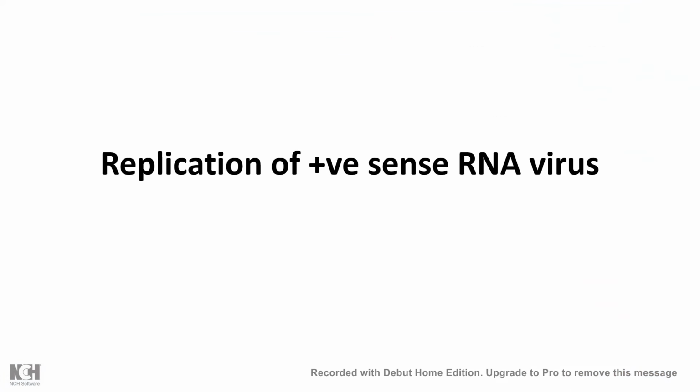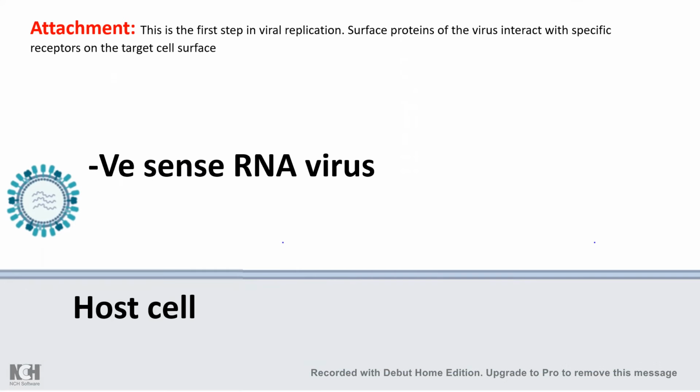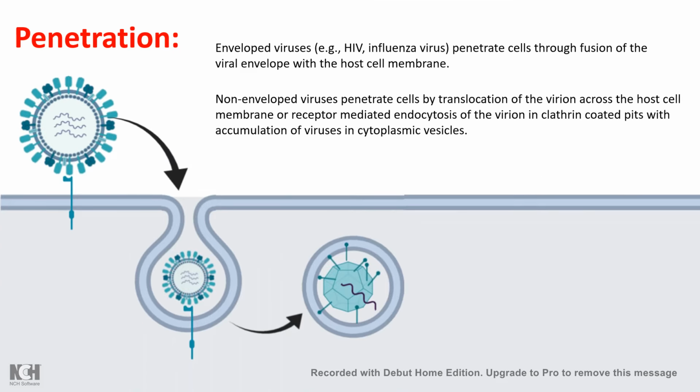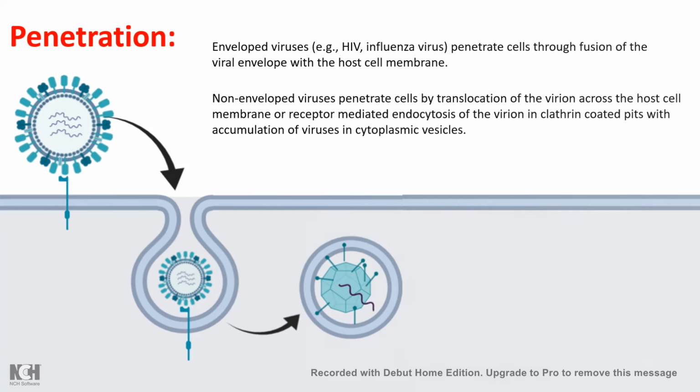Now let's talk about the replication of the negative strand RNA virus. Now the negative strand RNA virus can also enter the cell, just like the positive strand RNA virus I said. The enveloped virus could directly fuse with the cell membrane, or it could also fuse via receptor-mediated endocytosis. Now, after that, there is a problem, because in the negative sense RNA virus, the RNA is not detected by the ribosome. So the ribosome would treat that as an antisense RNA. So it cannot translate that.